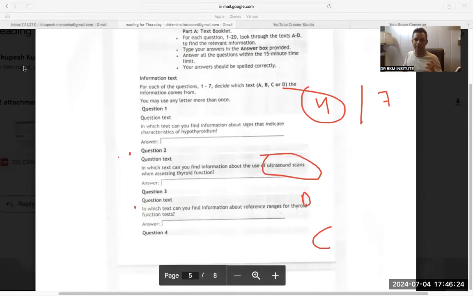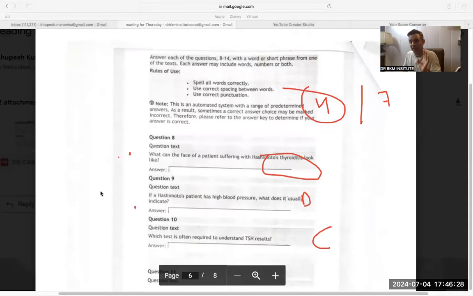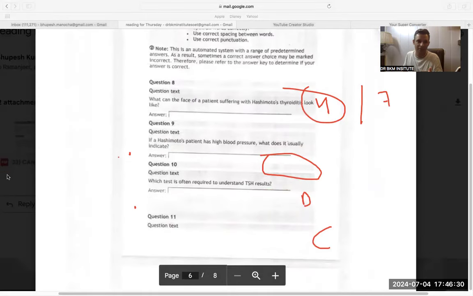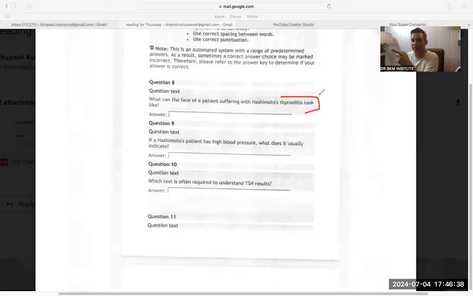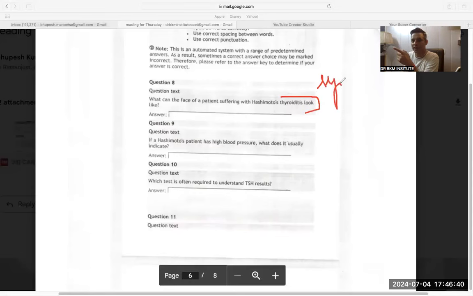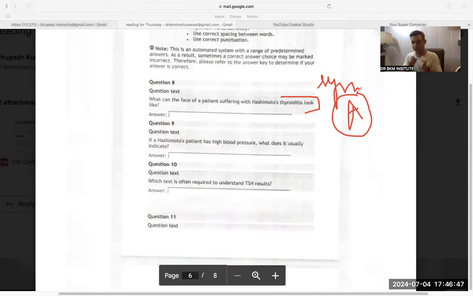Now, if you want to help me, you can, but otherwise I will continue with the flow. Now I'm teaching you the method. What is the benefit of this method? Now let's go to question number 8. What can be the face of a patient? Face of a patient look like means they are talking about symptoms and signs. Again, I will not check any other paragraph apart from it. This is where I save time.